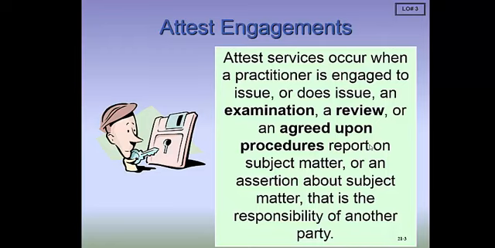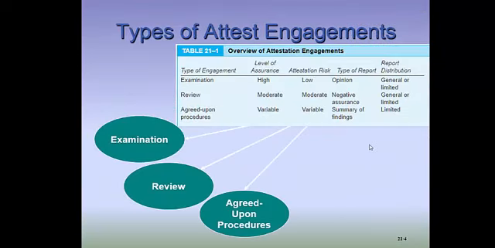So you notice these three terms: examination, review, and agreed upon procedures. We need to understand specifically what these mean and how they relate to the context of an audit and other types of engagements. So what you notice here, that is an examination, has a high level of assurance. We are expressing an opinion, although what we'll determine is that the opinion is going to be a little different as compared to that of an audit. In a review, we are providing negative assurances, and then agreed upon procedures, we are providing a summary of the findings.